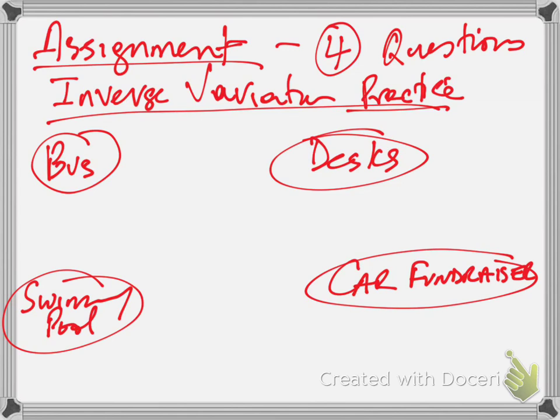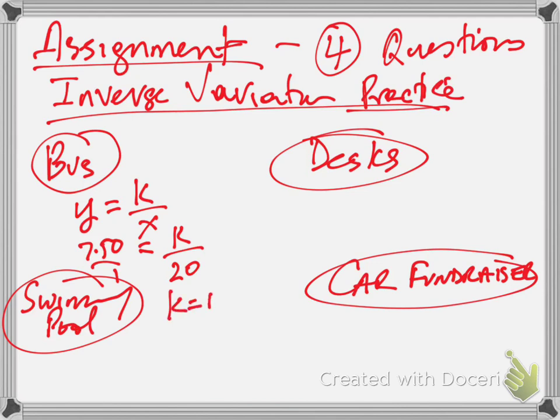All right, so if I have y is equal to k over x, and my $7.50 cost is the dependent variable because it depends on the number of people on the trip, then my $7.50 would go over here, and this would be k over x, which is 20. Okay, if I cross multiply, I have k is equal to $7.50 times 20, which is $150. So k would be equal to $150.